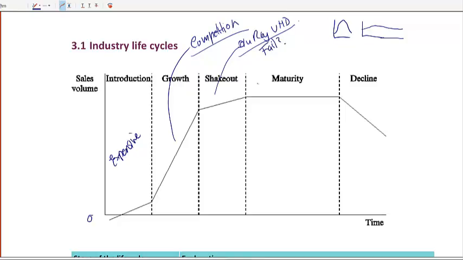There's also likely to be a bit of consolidation. We might buy out some of our competitors to get them out of the picture. You know, two big companies may merge in order to take the benefits of economies of scale and so on.